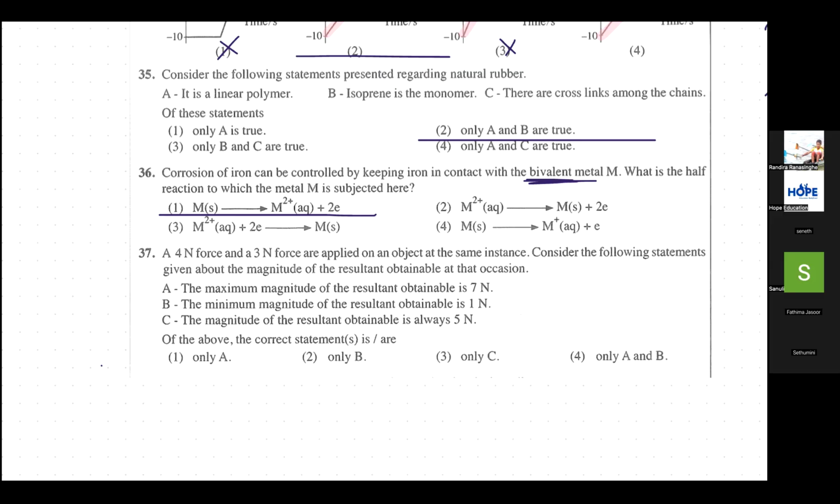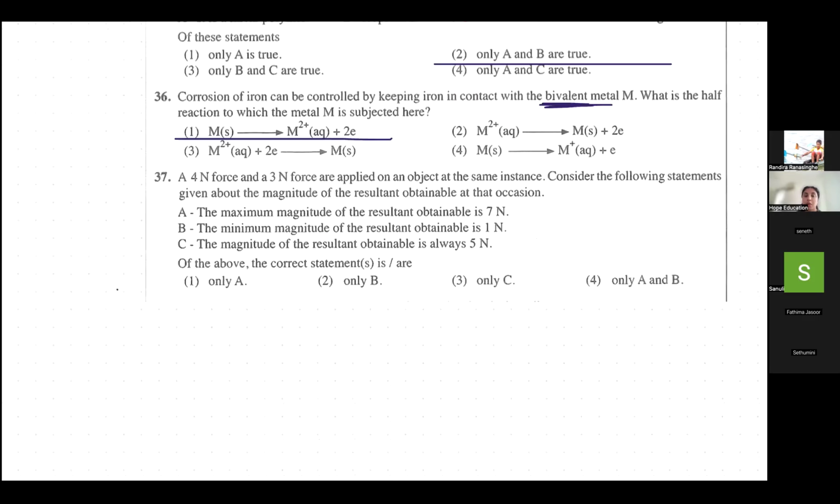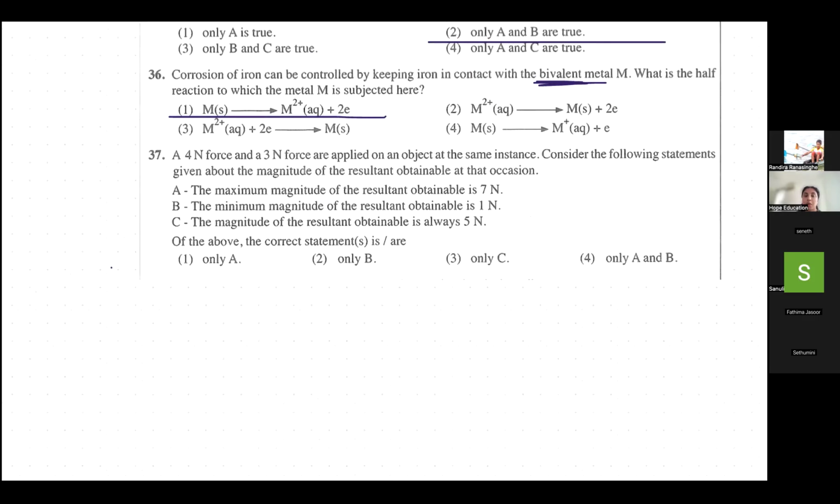Okay. Then the 37th one. A 4 Newton force and a 3 Newton force are applied on an object at the same instant. Consider the following statements given above about the magnitude of the resultant obtained.